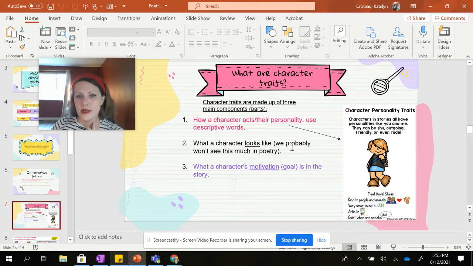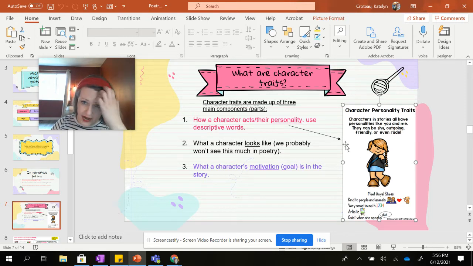Now here's an example of what I mean by personality. Characters in a story all have personalities, like you and me. They can be shy, outgoing, friendly, or even rude. So that's how they act, right? In this case, they're talking about Anyal, and she is kind to people and animals. So that's how she acts. She's smart in math. That's another personality trait. She's artistic, and she's quiet when she speaks. Those are all parts of her personality.